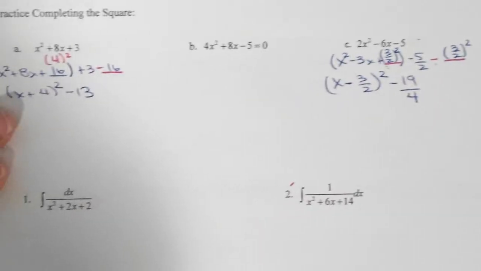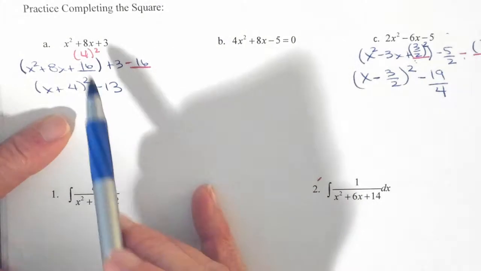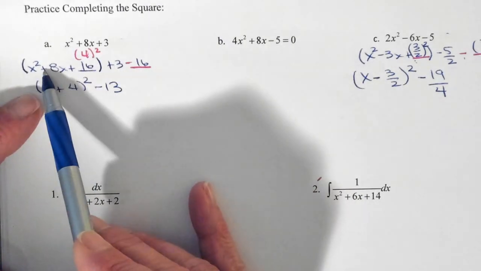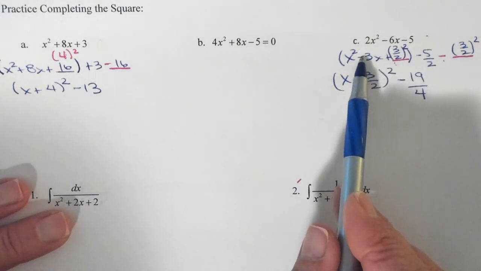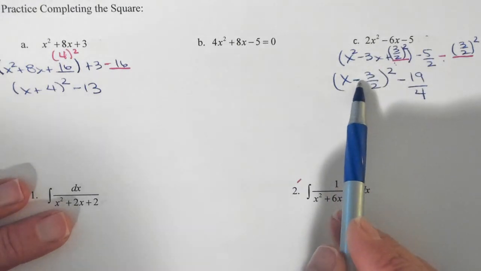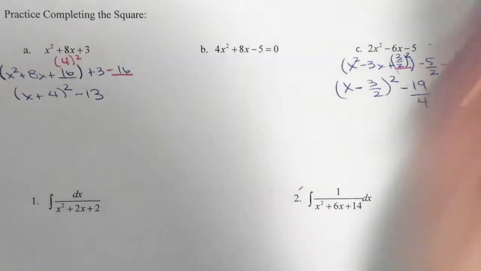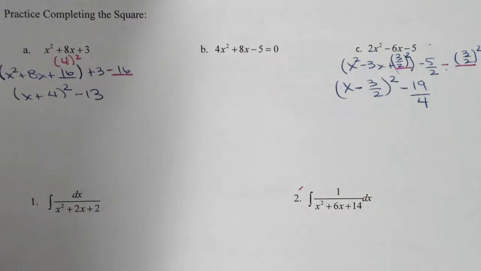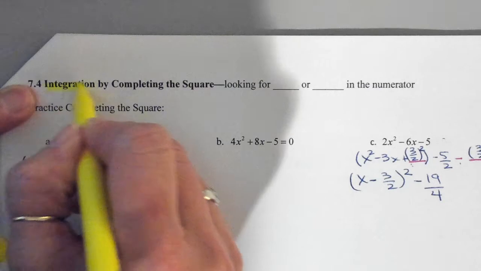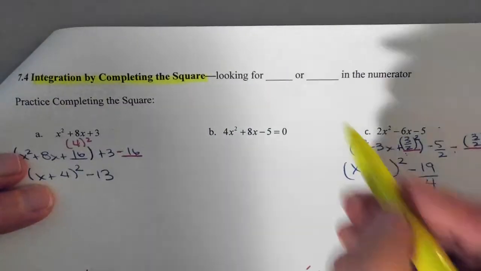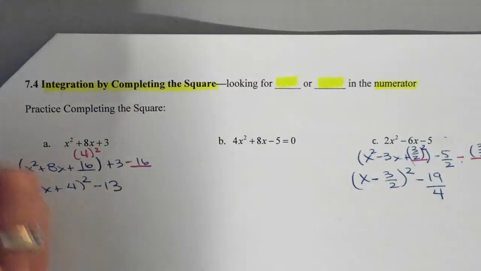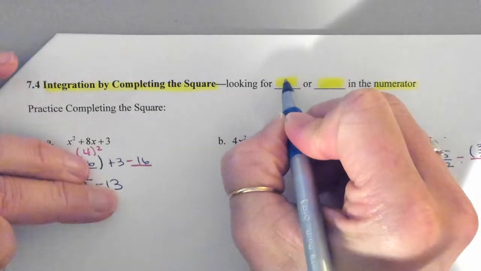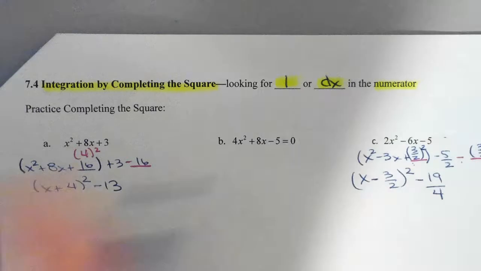Okay, so this is what I wanted to show you. Here, completing the square. This is your factor. You always take the first sign when you're completing the square. Okay, because it's actually going to come into play. So when we're integrating by completing the square, what you're looking for is either a 1 or a dx in the numerator. You're looking for a 1 or a dx in the numerator.